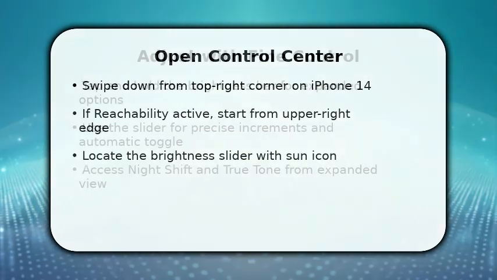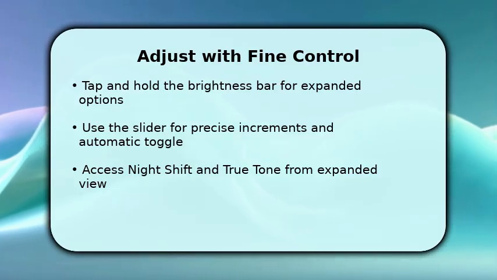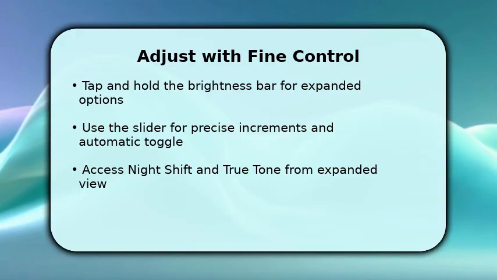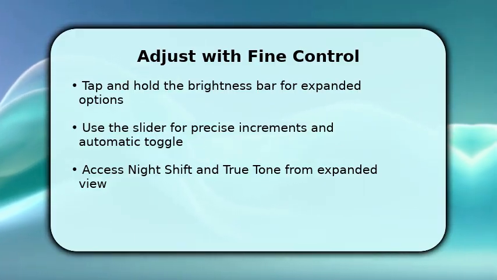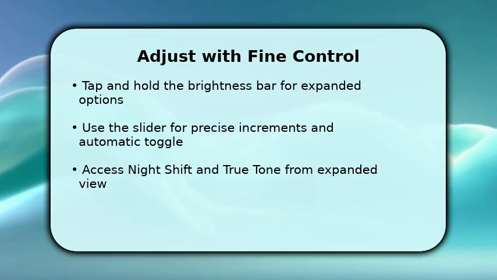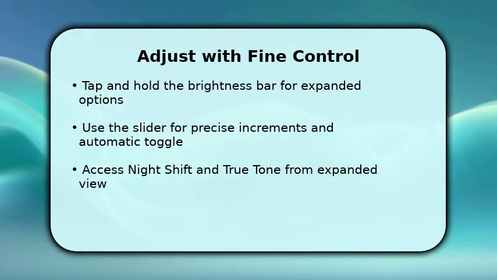Now refine brightness with the expanded control. Press and hold the slider to open a larger control surface. You can make smaller adjustments here, and you'll also see toggles for night shift and true tone, which affect perceived brightness and color temperature. Once adjusted, toggle true tone on to let the phone adapt to ambient light or off to keep a constant color.